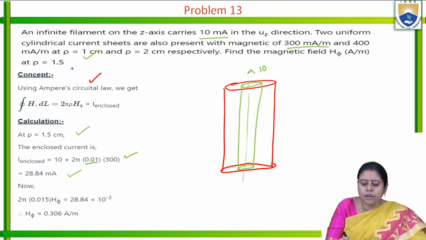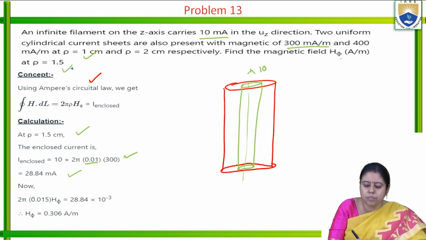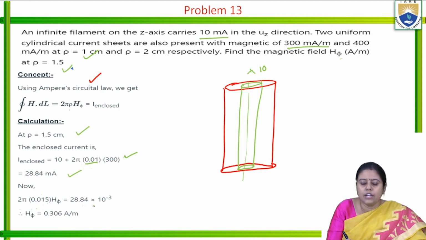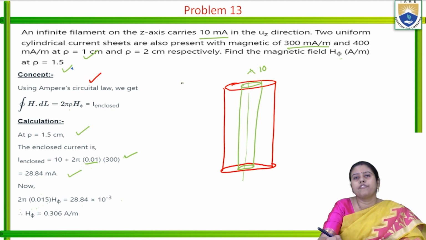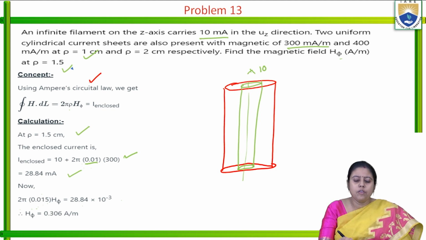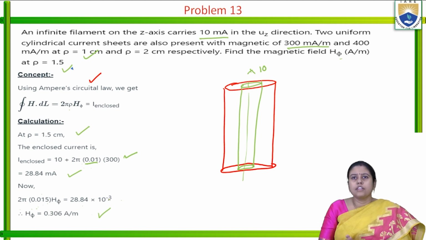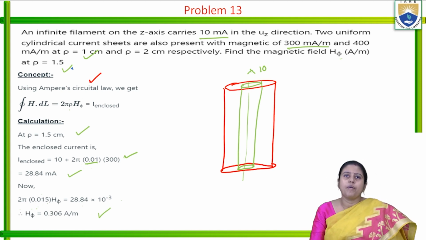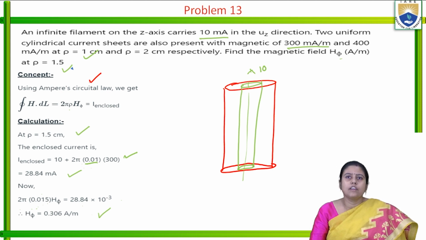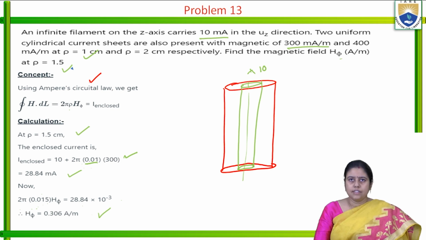This is actually in the cylinder. So 2 pi rho, find the H phi. 2 pi rho is 0.015, H phi is equal to 28.84 into 10 to the power minus 3. As we know that the field strength is constant throughout the filament. So from here we will get the value of H is equal to 0.306 ampere per meter. So we are using the ampere circuital formula. H dot dl is equal to I enclosed, and for a cylinder the dl is nothing but the 2 pi rho. Rho is nothing but the radius of the cylinder.